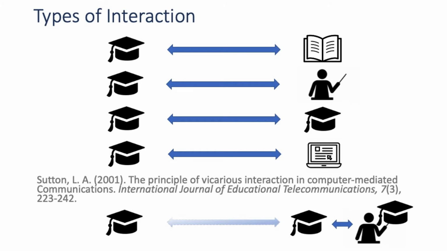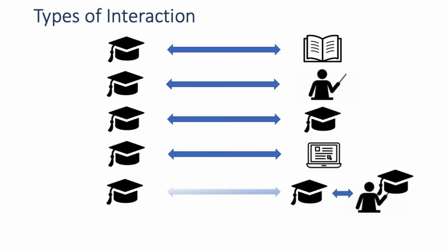More recently, Sutton has added a fifth type of interaction, vicarious interaction, or the interaction that occurs when someone is watching others interact but does not engage themselves. As online learning incorporates more tools that allow for individuals to publicly interact with each other, vicarious interaction becomes even more important as individuals lurk the interactions of others, such as watching the instructor interacting with a group of students in a discussion forum. Instructors need to consider each of these types of interactions when thinking about the kinds of asynchronous activities that they ask their students to complete.